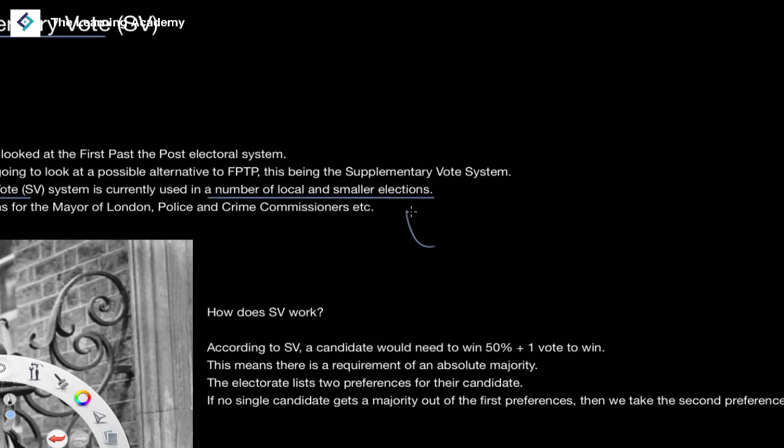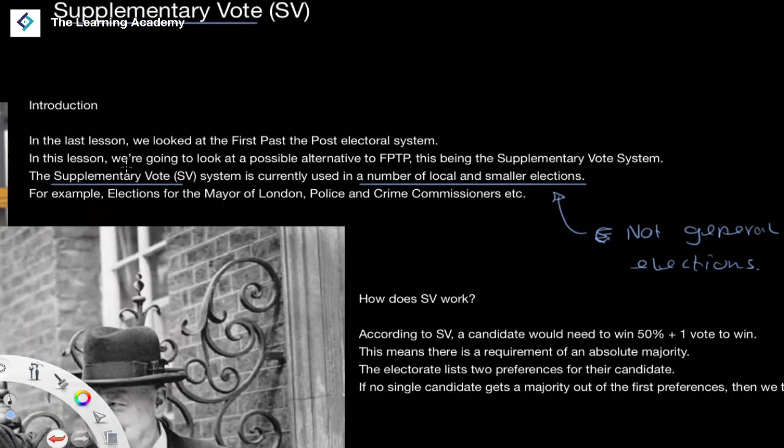So, the supplementary vote system is currently used in a number of local and smaller elections, so it should be noted that we're not using this in any kind of general election. Let's put: not general election. So no general elections or even quite large elections, but mainly for local elections. And examples of this include elections for the Mayor of London. That's quite a big election, to be fair.